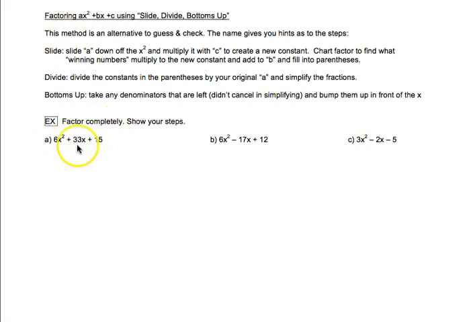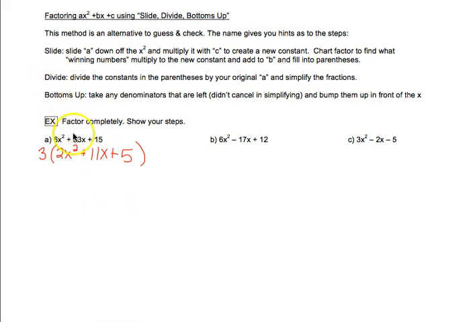So I look at these, and there is a common factor here. All three of these are divisible by 3. So I need to take the GCF of 3 out first. Leaves me 2x squared plus 11x plus 5. So I've got the GCF out. What is left is not a special product because 5 and 2 aren't perfect squares, and it definitely can't be chart factored because there's a number in front of the x squared. So instead of guessing and checking, we can do slide, divide, bottoms up.